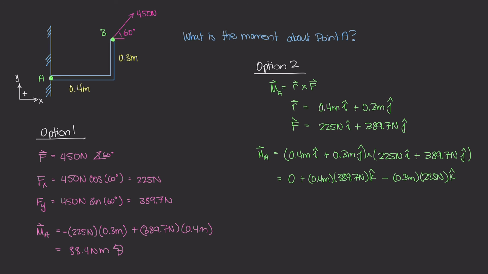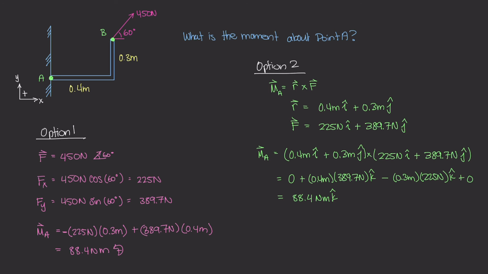Okay, awesome. So we got one more to do. We have this crossed with this. Well, j crossed with itself is going to be 0. So that last term is just going to be 0. And if we simplify this and combine the like terms, so this is a k component, this is a k component, if we just do the algebra here, we get about 88.4 Newton meters in the k direction.